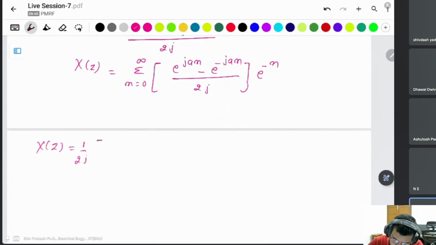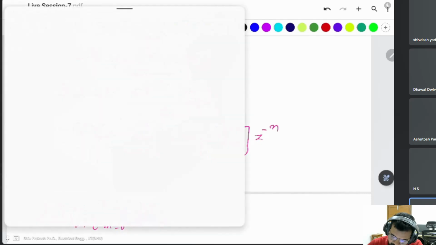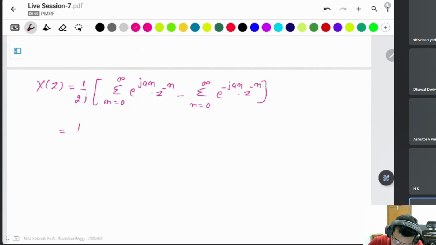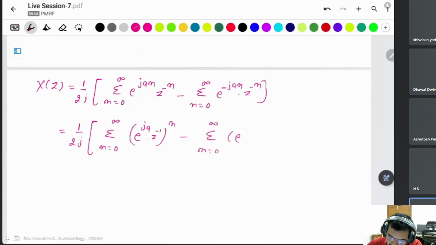1 by 2j you can take common. Summation from n equals 0 to infinity of e to the power of j an into z to the power of minus n, minus the summation from n equals 0 to infinity of e to the power of minus j an into z to the power of minus n. That is, e to the power of ja into z inverse to the power of n, minus, same thing, e to the power of minus ja into z inverse to the power of n.